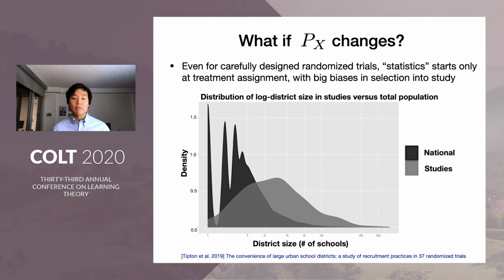Here we have a plot from Tipton et al.'s great paper that analyzed the covariate distributions of 34 different school studies that were funded by the Institute of Education Sciences from 2011 to 2015. And here we see that there's a salient gap between a typical study population and that of the national school population, in that the studies were often conducted in large school districts. So 73% of school districts in the country only have 1 to 5 schools. But in the study population, these small school districts were only represented 26% of the time.